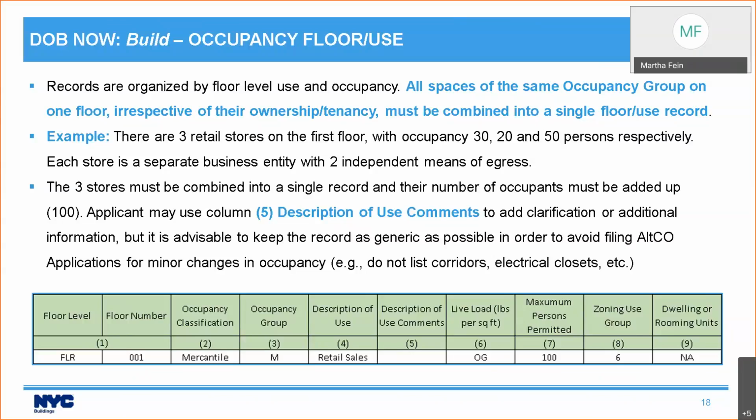So let me give you an example. In my building, there are 3 retail stores on the first floor, and they have different occupancies. One allows 30 people, one allows 20 people, one allows 50 people. Each store is a separate business entity with 2 independent means of egress. All 3 stores must be combined into a single record, and their number of occupants must be added up. In this case, it would be 100.